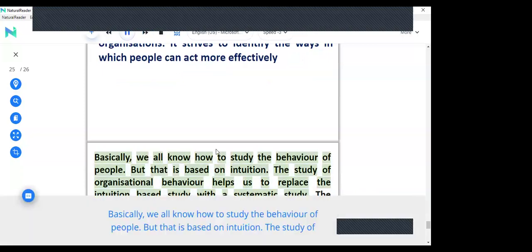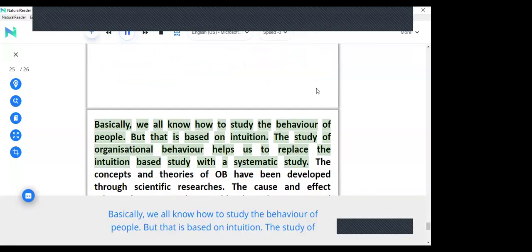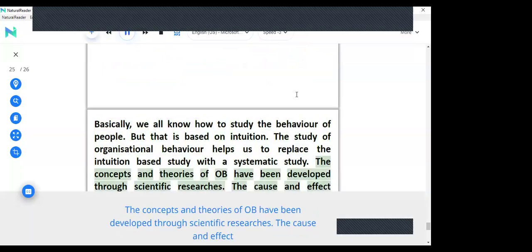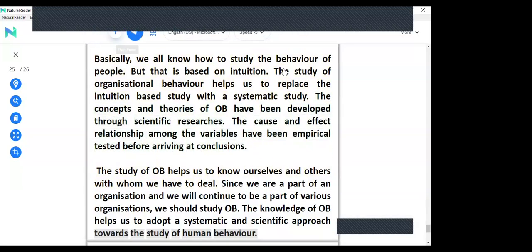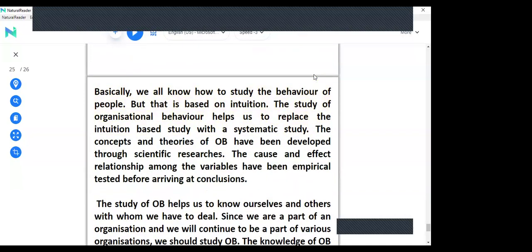I will give you a chance. Basically, we all know how to study the behavior of people, but that is based on intuition. The study of organizational behavior helps us to replace the intuition-based study with a systematic study. The concepts and theories of this.